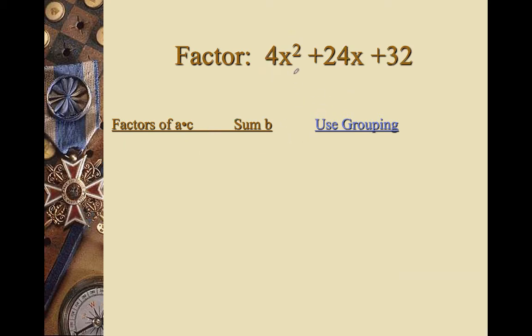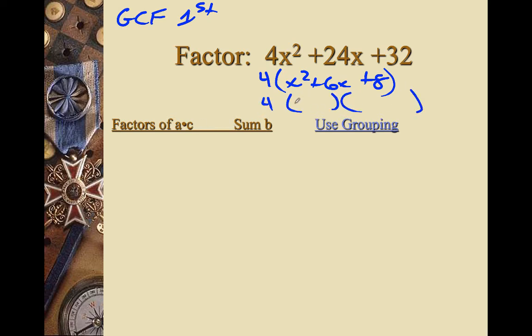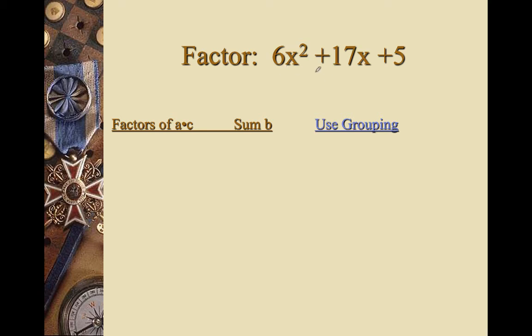You do want to be aware that not all of them, just because the lead term is not 1, you want to do GCF first. Okay? So I'm going to do 4 times x squared plus 6x plus 8. Well, look how fast this goes now. I don't have to do this process. I can do this. So you always want to check. Don't make your life hard. 2 and 4, right? Don't make your life harder than it needs to be. Okay, but now we're back to 6x squared, 17x, and 5.